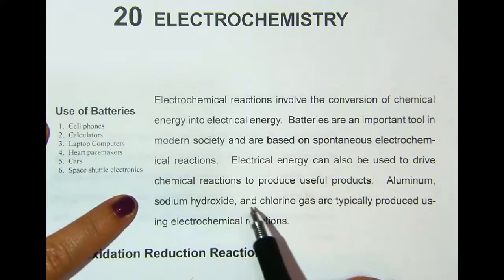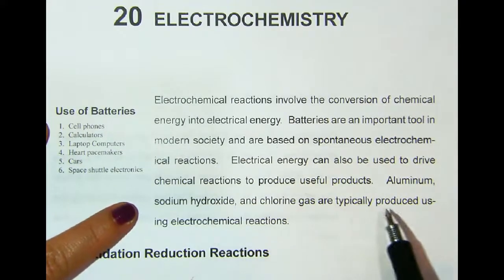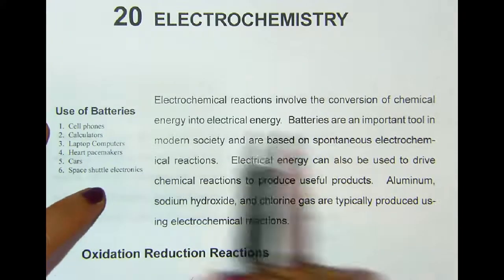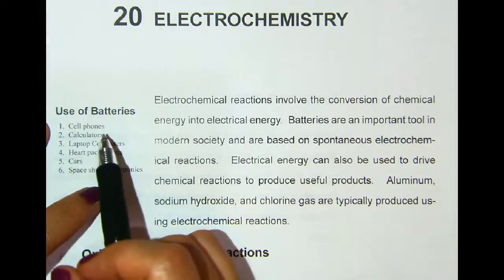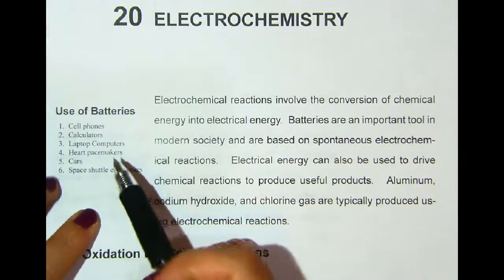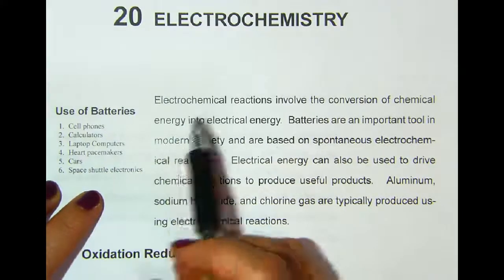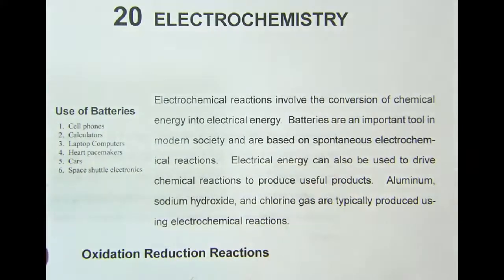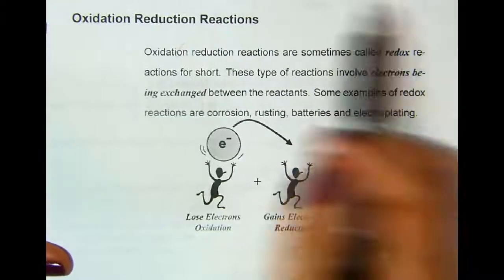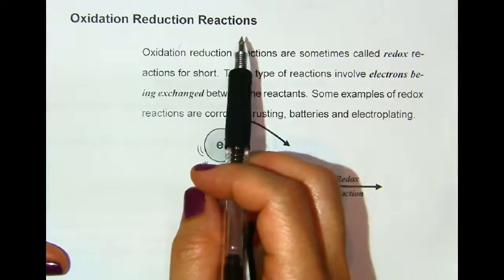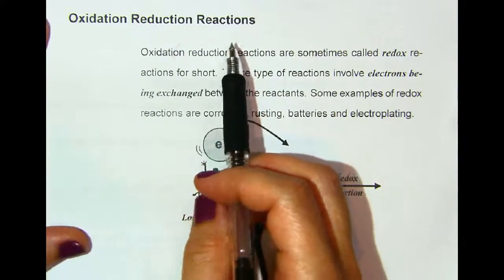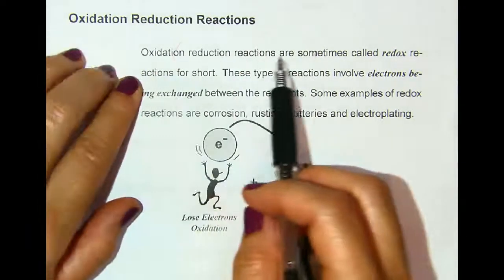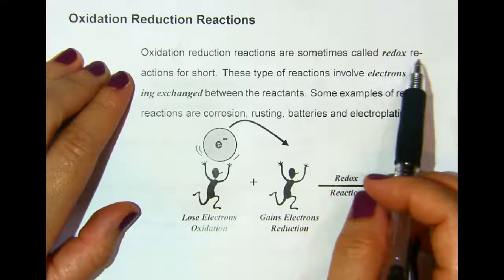Aluminum, sodium hydroxide, and chlorine gas are typically produced using electrochemical reactions. So uses of batteries, cell phones, calculators, computers, pacemakers, cars, all come from electrochemical reactions. So our focus is on what's called oxidation reduction reactions, or for short, redox reactions. Oxidation reduction reactions are sometimes called redox reactions for short.